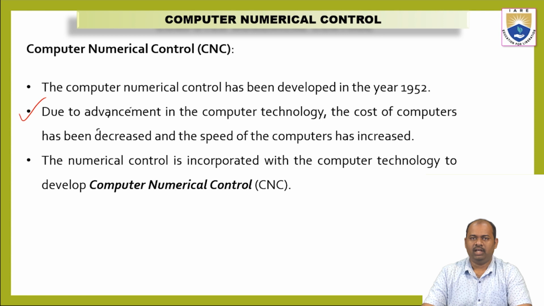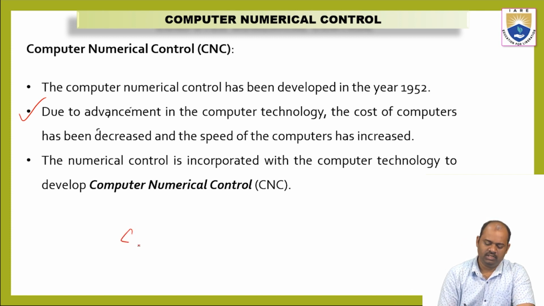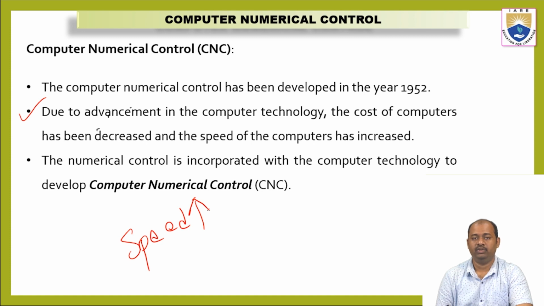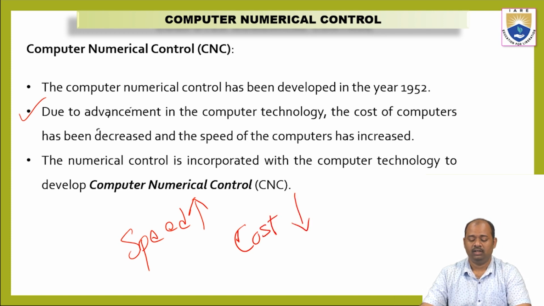But as time passed, computer technology has advanced so much that the speed and cost have changed rapidly. You can see the speed of computers is increasing day by day. Even now, the speed is increasing. And as many manufacturing companies are coming forward to manufacture computers, the cost of computers is decreasing day by day. So this is one major advantage of introducing computers into numerical control machines.